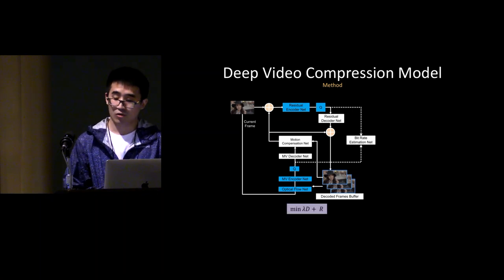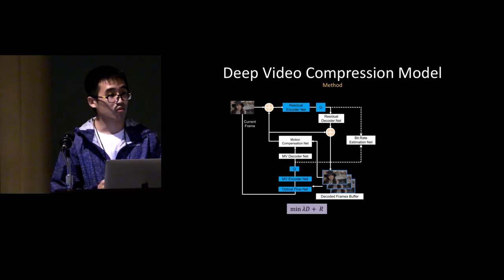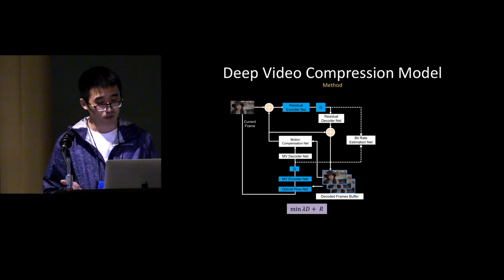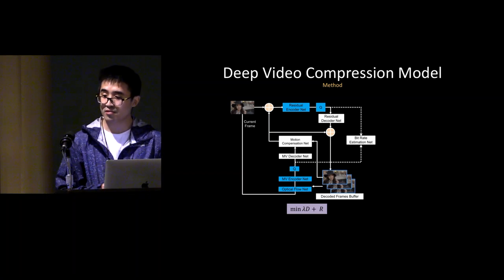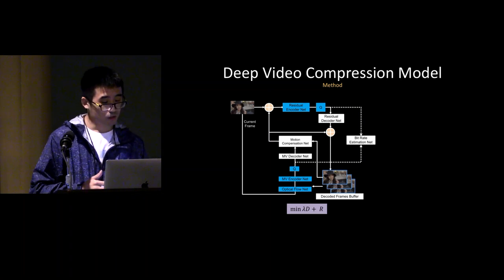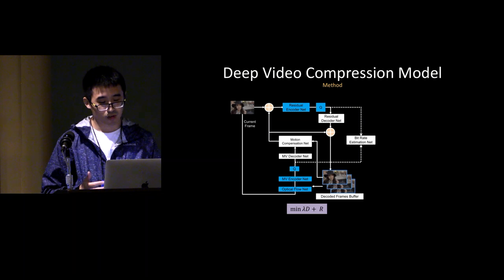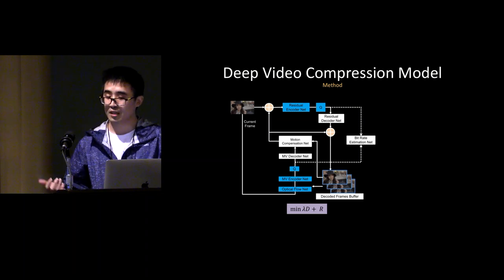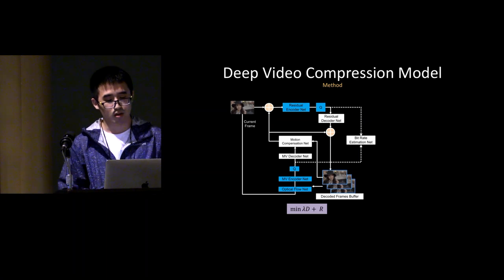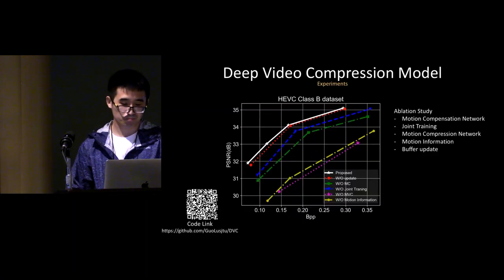Our whole model is optimized based on a single loss function to balance the trade-off between distortion and the rate term. It is obvious that there's a one-to-one mapping between the deep model and the classical architecture, so it's possible to further improve our deep model by employing some latest optical flow network or image compression system.